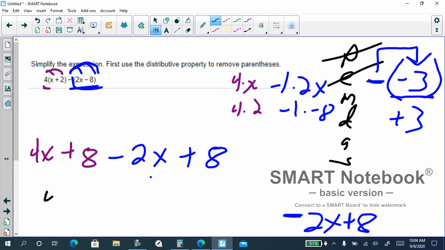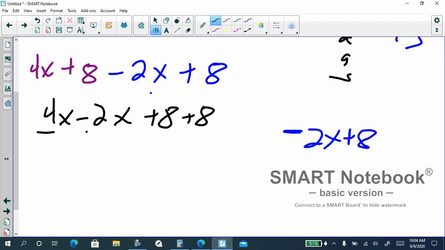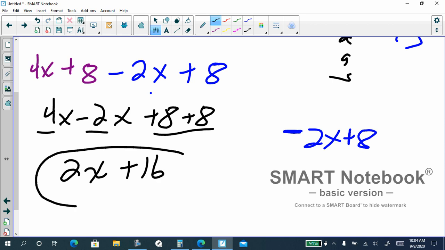Then we combine what's alike. So we put the 4x and the -2x together, the 8 and the other 8 together. So 4 minus 2 would be 2x. 8 plus 8 would be 16. And those are not like terms, so that's our answer.